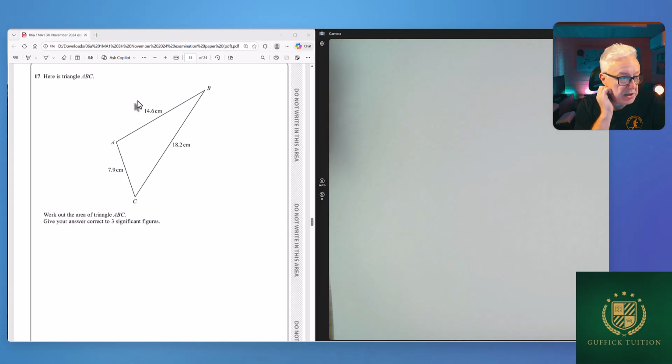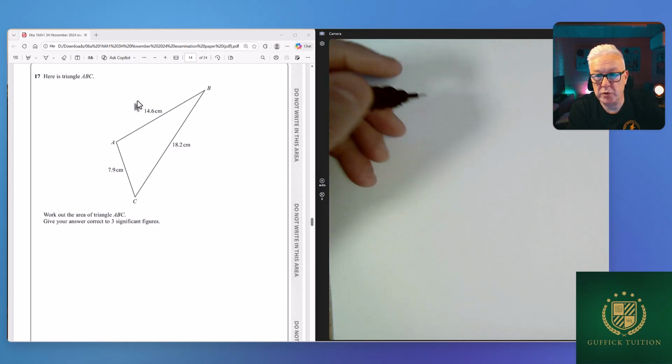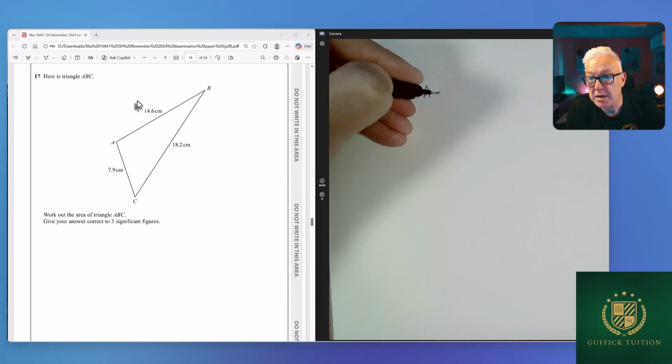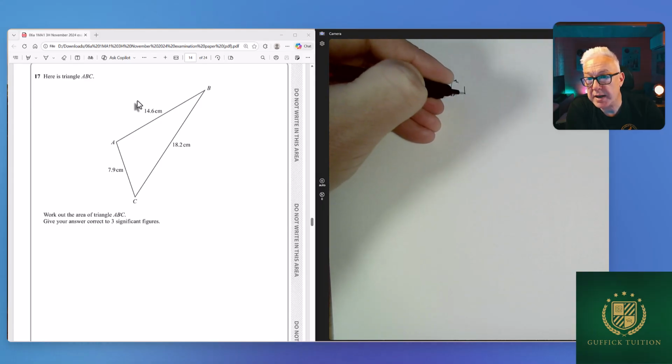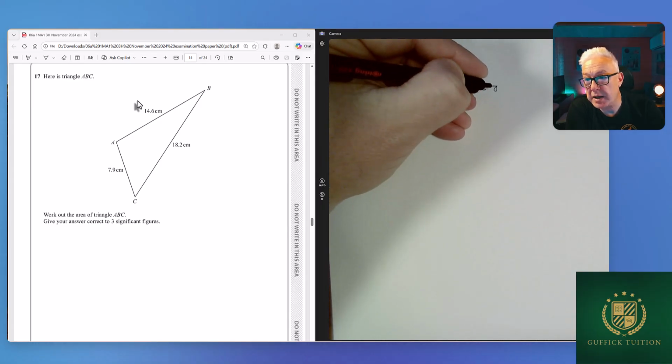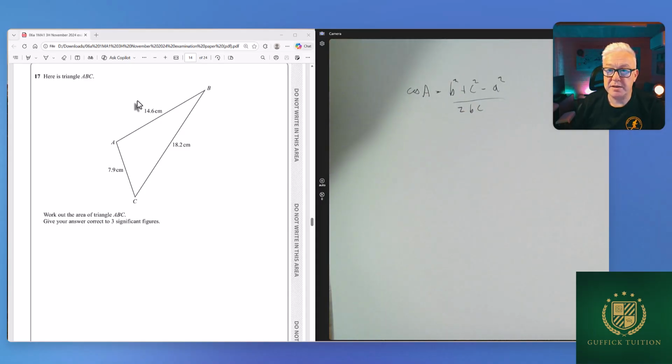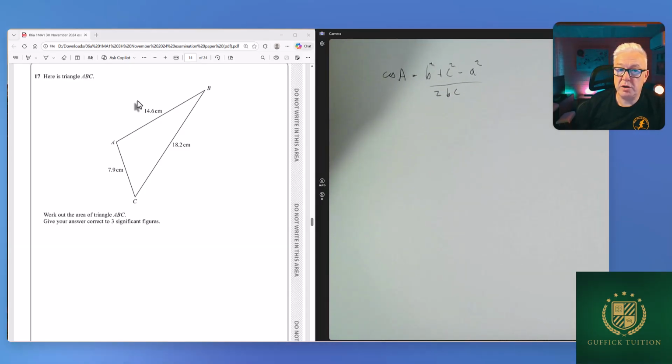So the first thing we need to do is work out, are we going to be using the sine rule or the cosine rule? And you may remember that when you have three sides but no angle, then that is going to be an instance of the cosine rule. So let's write that down. So it's going to be that cos A is equal to b squared add c squared minus a squared over 2bc. Now this is the version of the cosine rule that you use when you're trying to find an angle, okay?